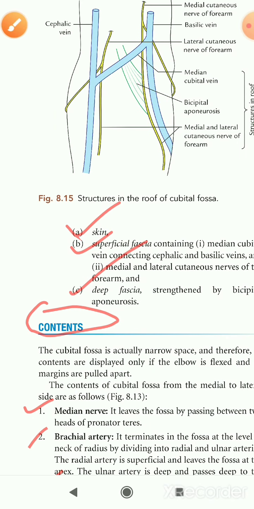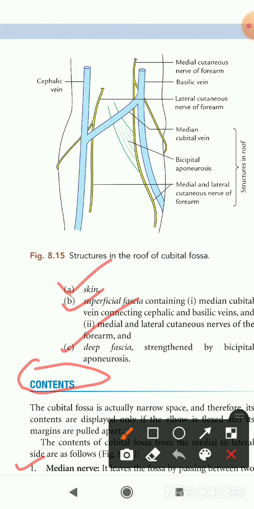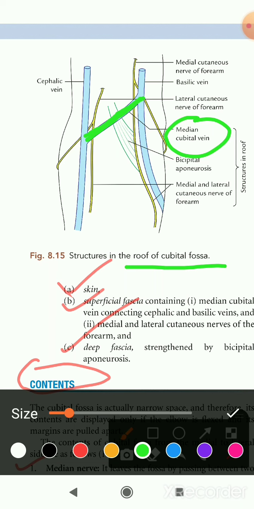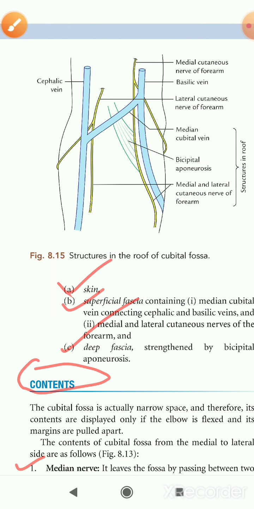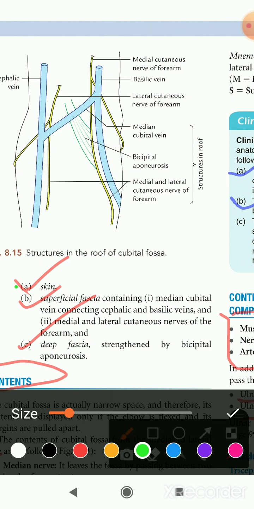So let's see the median cubital vein. This is the median cubital vein. It is located in the roof of the cubital fossa actually. We already said that in the roof of the cubital fossa there are three structures: the skin, superficial fascia, and deep fascia.